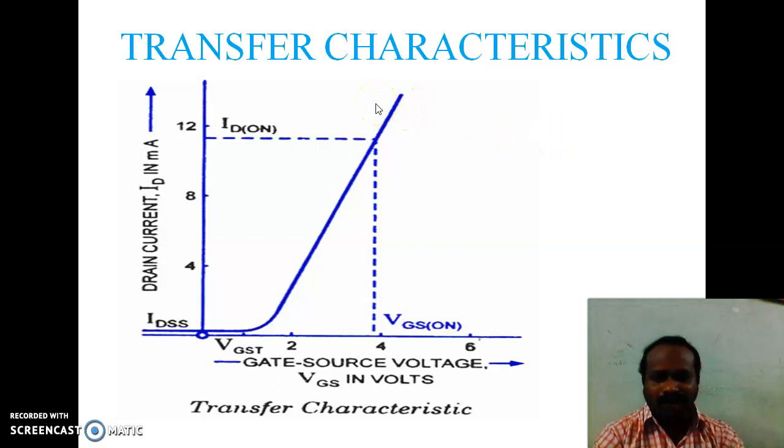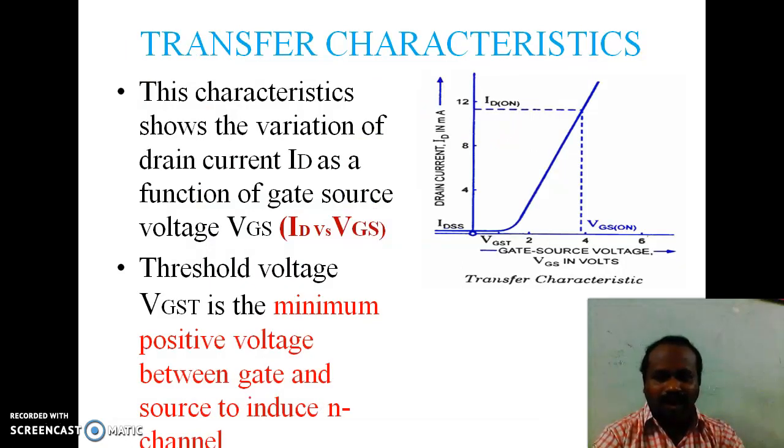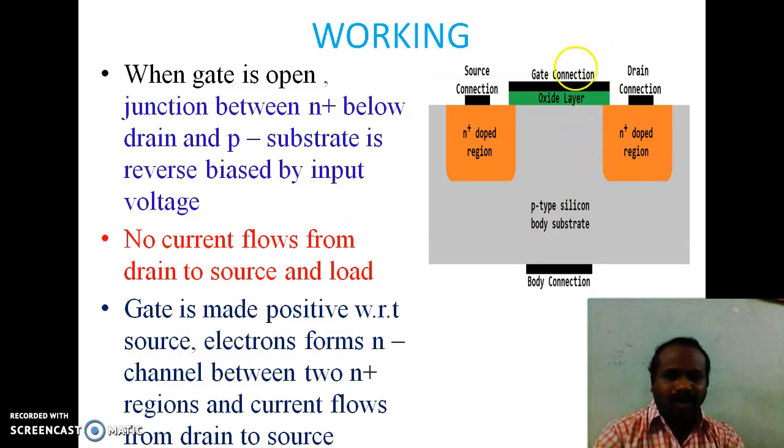The diagram shows the transfer characteristics. Transfer characteristics is the graph drawn between the drain current versus gate to source voltage. When this gate to source voltage reaches a threshold level, VGS(th), after reaching this threshold level only, the N minus channel will be established. See here, after the threshold level only, the N minus channel is established, and then only the current flows from drain to source.